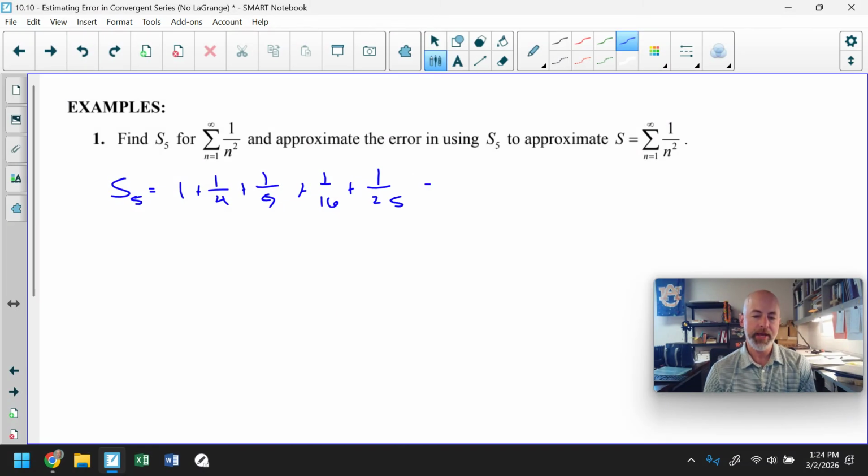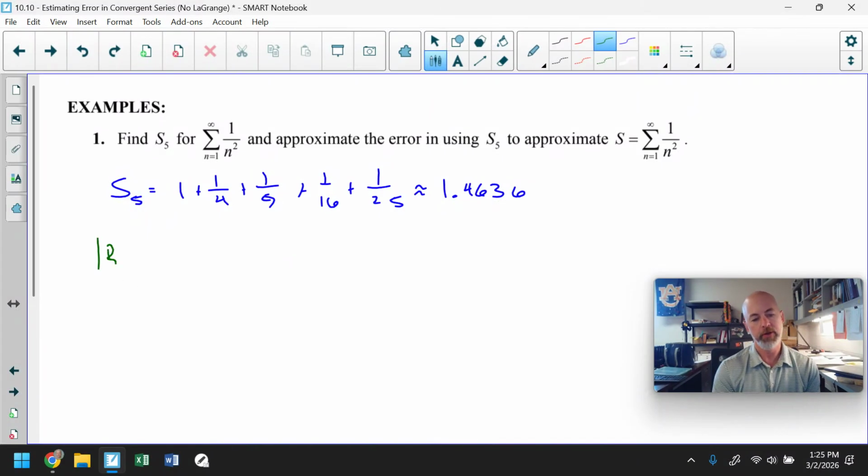And I went ahead and punched this in a calculator, and that approximation is approximately 1.4636. Now the question is, how far is that from the actual sum? Can we get a window that I know the sum must fall into? And the answer is yes, we can find that. And we'll find that remainder.